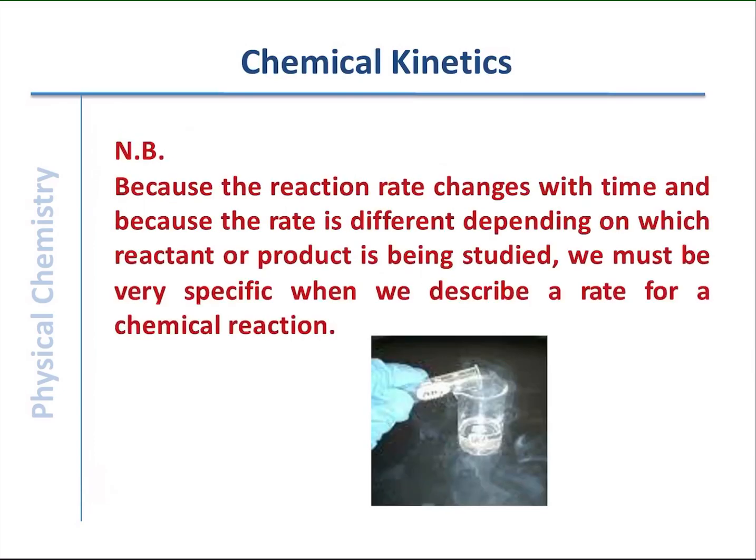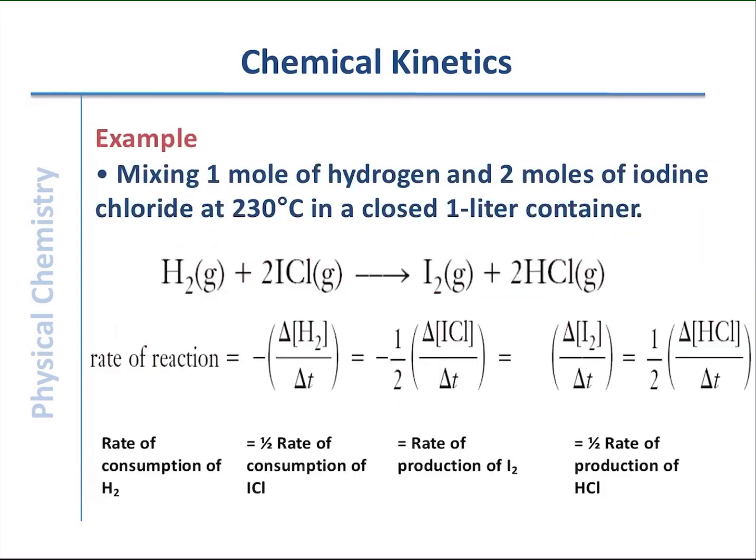Because the reaction rate changes with time, and because the rate is different depending on which reactant or product is being studied, we must be very specific when we describe a rate for a chemical reaction. What reactant or what product we choose to calculate the reaction rate, and we have to have the balanced equation of the reaction to correctly calculate the reaction rate.